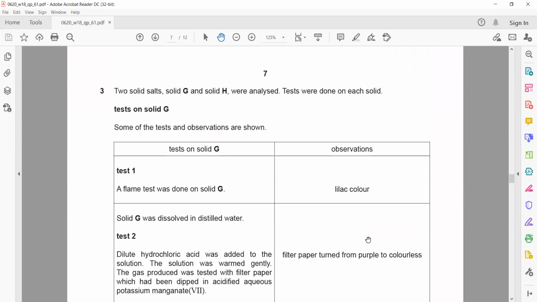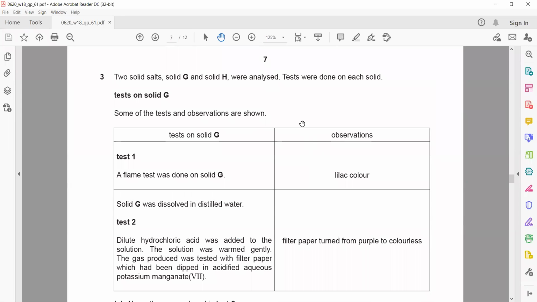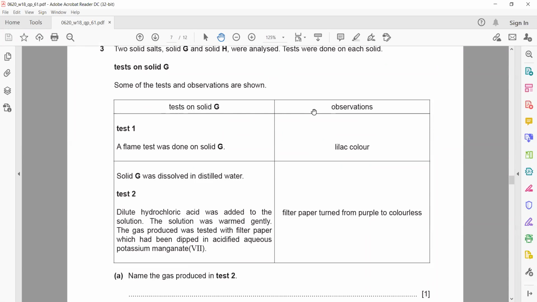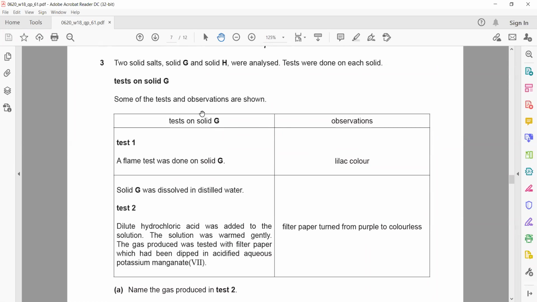The next question: two solids, G and H, were analyzed and tests were done on each solid. Test on solid G, some of the tests and observations are shown. A flame test is done and it gives a lilac color. So what does this indicate? Which ion is present? A flame test of lilac color means a potassium ion is there.